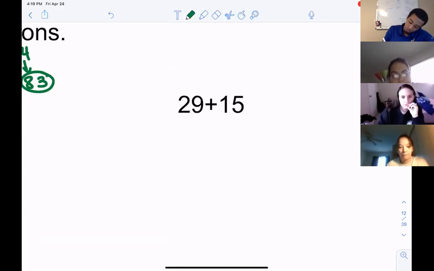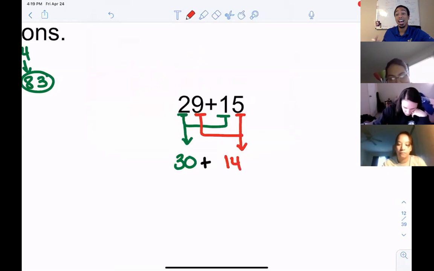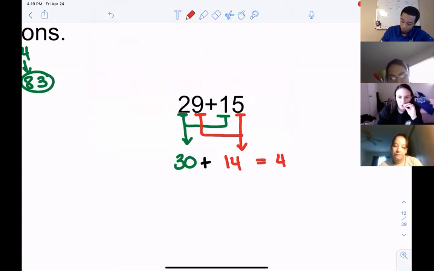2 and 1, which will be 20 plus 10. Exactly. So 20 plus 10, which is going to give you 30. That gives me 30. Exactly. And then we're going to add to that, which that's going to give you 14. Exactly. So 30 plus 14 is a lot easier. A lot easier than 29 plus 15 at first glance, right? So 30 plus 14, we can deal with that a little easier, and the answer is going to be 44.